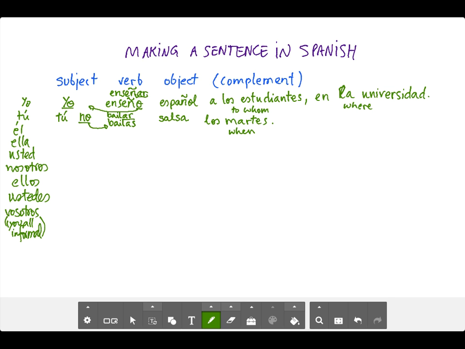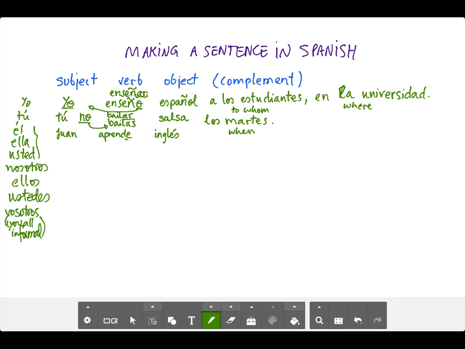Now for él, ella, and usted, we have 3 subjects and 1 form of the verb. So that's why usually we'll have the pronoun or the name of the person. So you can say Juan, and then we'll make another positive sentence. So Juan aprende inglés. So he learns English.